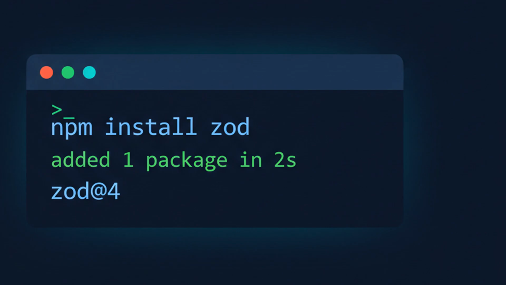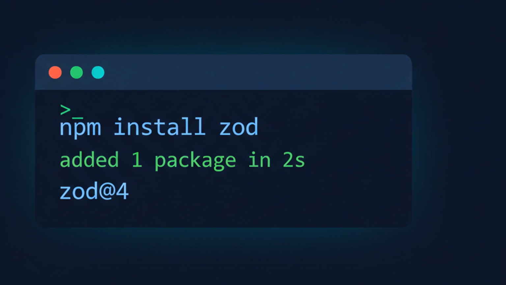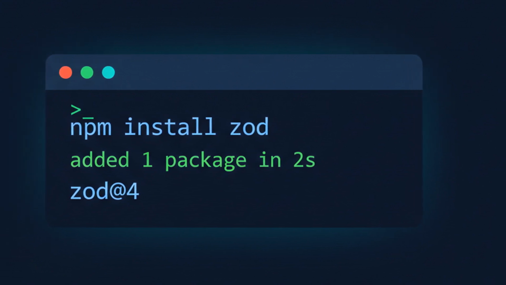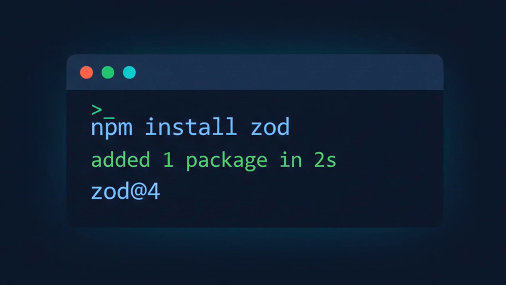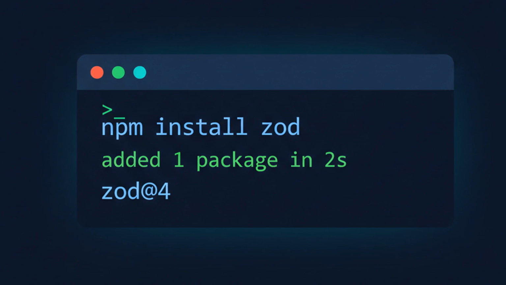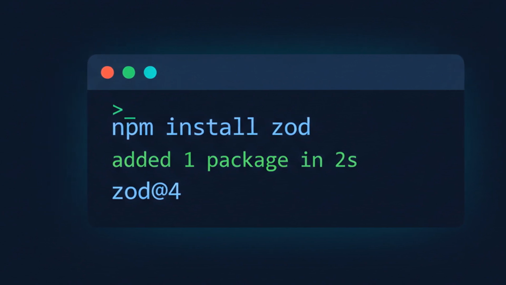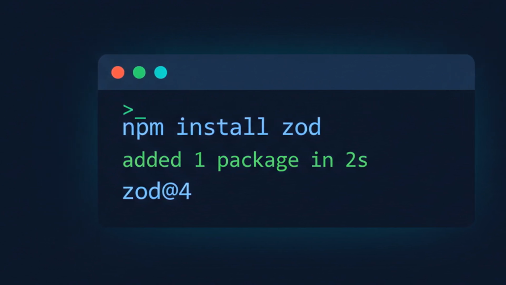Zod solves this by giving you validation that actually runs. It's a schema library where you describe your data once and you get both runtime checks and TypeScript types from the same definition. Let's install it. As of 2025, Zod 4 is the current major version, and it's faster and smaller than ever. One quick npm install and we're ready.